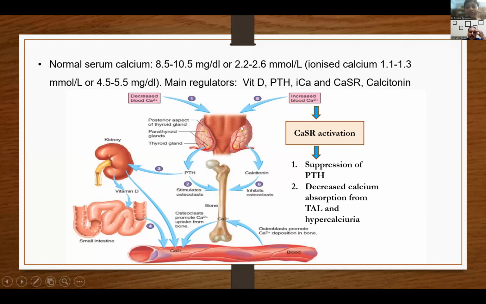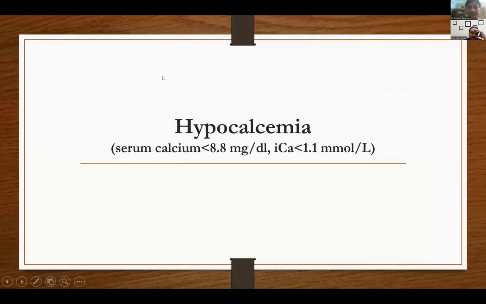Hypercalcemia acts on the thyroid gland, from where the calcitonin gets released. Calcitonin inhibits osteoclastic activity and promotes osteoblastic activity, thereby causing the excess calcium in the blood to be absorbed into the bones. On the other hand, the calcium also gets sensed by the calcium sensing receptor on the parathyroid gland, which in turn helps to suppress the PTH secretion and also increases calcium excretion through the urine by decreasing calcium reabsorption from the thick ascending limb of loop of Henle. So this is how grossly the calcium regulation occurs.